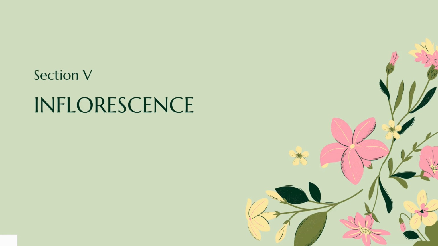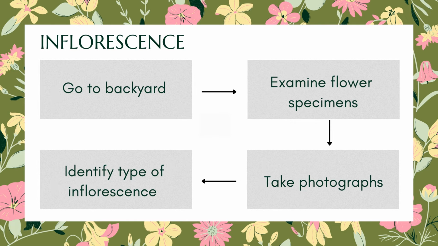Section 5 pertains to the inflorescence, where the flowers are borne in groups or clusters. The methodology for the inflorescence is the following. First, you must go to the backyard and observe flower formation. Secondly is to examine the flower specimens, then to take photographs, and lastly is to identify the type of inflorescence.